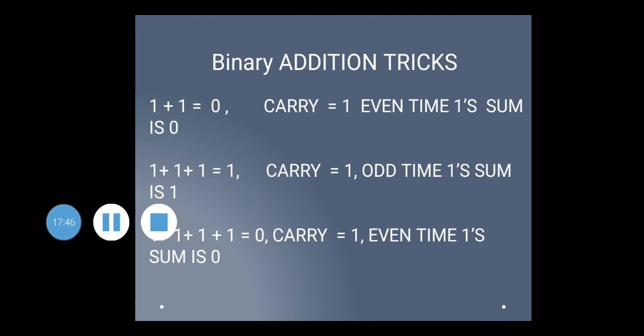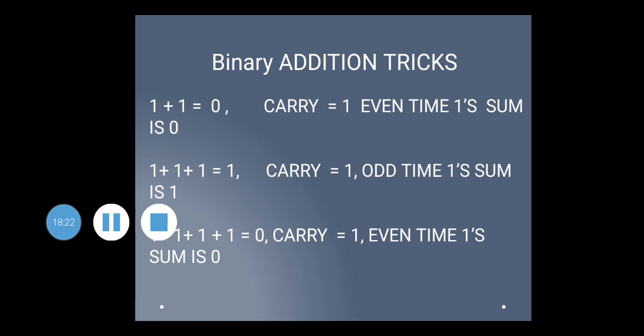These are the binary addition tricks. It is just to remember. When you are adding 1 plus 1, if 2 times 1 is coming, that means it is an even number of ones, so whatever sum you get is 0. The sum will always be 0 and a carry will be generated. And if 3 times 1 is coming for addition, then the sum is 1 and the carry will be 1. You can learn this by heart.